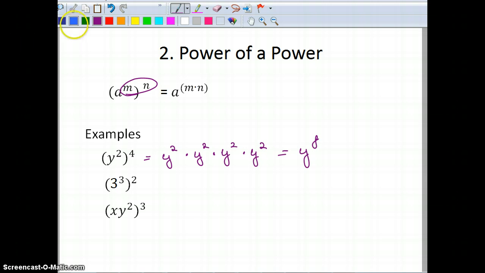Or if I want to take a little shortcut, if I know my rules, I can say, oh, I have y squared to the 4th power. That's 2 times 4, so that is y to the 8th.